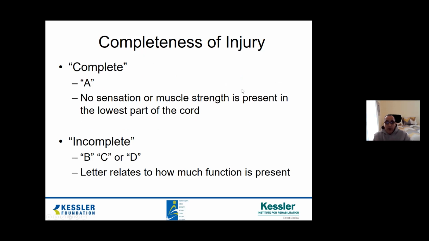So when we talk about completeness, a complete injury is denoted by the letter A, and that means there's no sensation or muscle strength present in the lowest part of the spinal cord. And an incomplete injury is denoted by the letters B, C, or D, and the letter relates to how much function is present below the level of the injury.